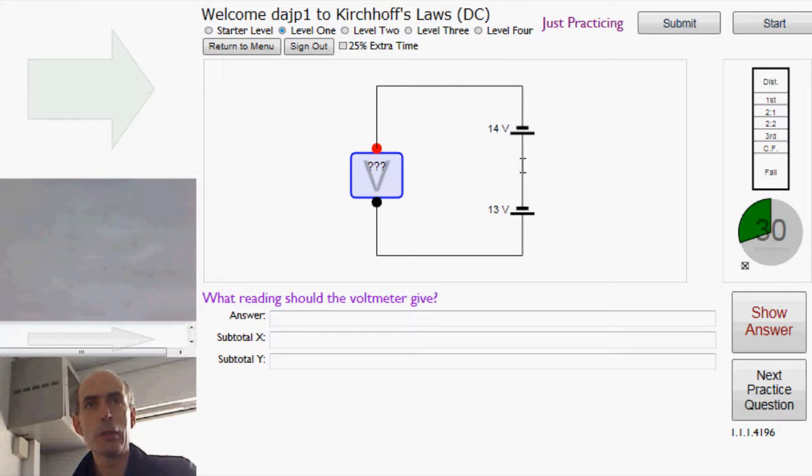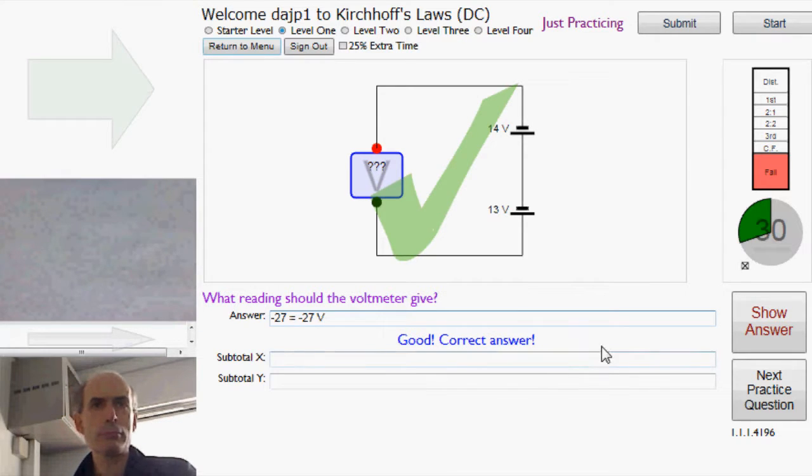Similar here. To get from here to here, we've gone down by 14 volts. So in total, to go from here to here, through these two voltage sources, we've gone down by 13 plus 14, or 27 volts. So the voltmeter will be measuring minus 27, because it's measuring the voltage there minus the voltage here, and the voltage here is 27 volts below the voltage there. So, minus 27.